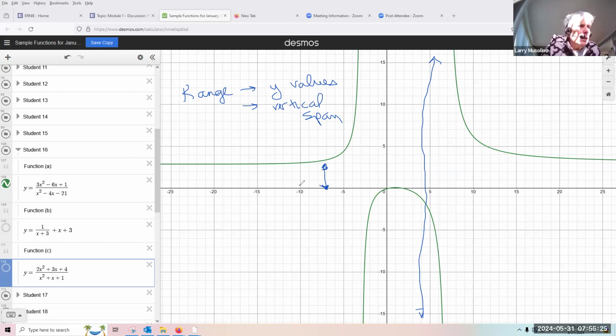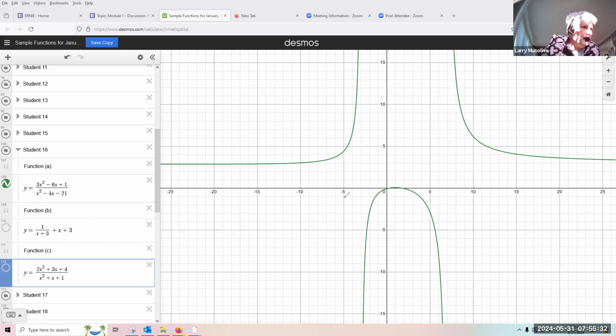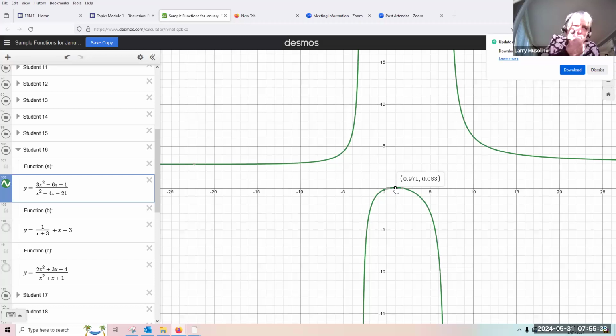So I want to be able to figure out this interval here. Well, again, I'm going to use the graph for this. Let me try to find the tallest part of this curve. I'm going to estimate it to be right about there. So it looks like it's 0.083, right? That's the y value. Again, I'm just estimating this from the graph. So this portion of the graph is going from negative infinity to 0.083.